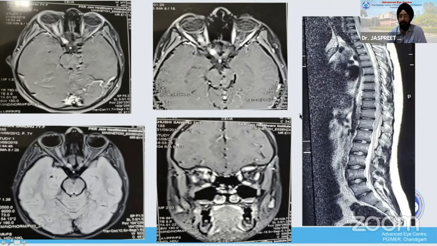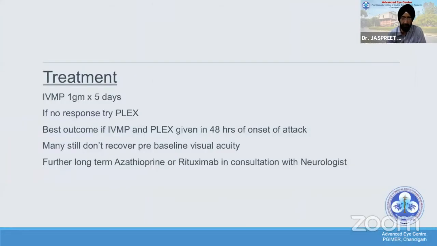So these are some of the features where, if you have a negative aquaporin 4 or MOG antibody, they can give you a clue that yes, this is something where I need to treat the patient very aggressively to prevent further disability.